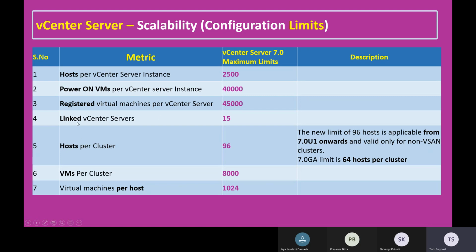Okay, and the linked vCenter servers. Suppose our infrastructure size is very big. If you want to maintain all your remote sites, we can link a maximum of up to 15 vCenters. Suppose some companies have multiple branches. In that scenario, each branch maintains one vCenter server, and if you want to link all these remote branch vCenter servers, we can link up to a maximum of 15 vCenters only. We can make them linked vCenters.